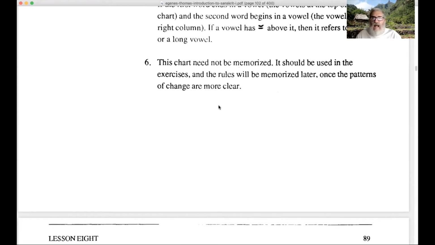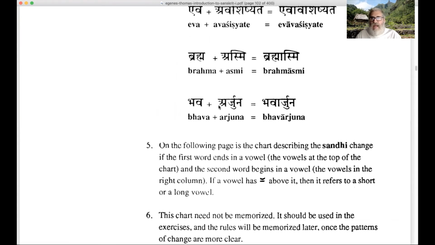So, for instance, in these last examples we had a short A ending one word and a short A beginning the next word, and they came together as a long A. But if we have a short A ending the word and a long A beginning the next word, they also come together and make a long A. If we have a long A ending the first word and a short A beginning the second word, they also make a long A. If you have two long A's, one ending the word and the next word beginning with a long A, they also come together and make a long A.